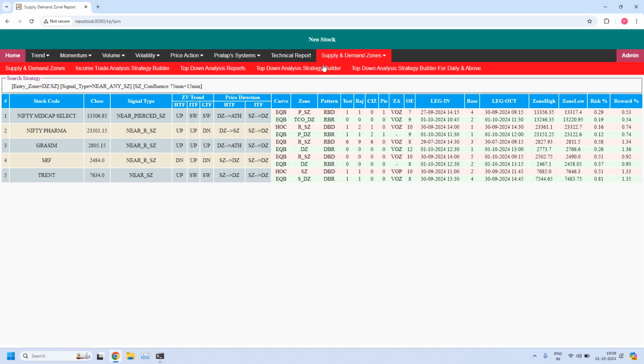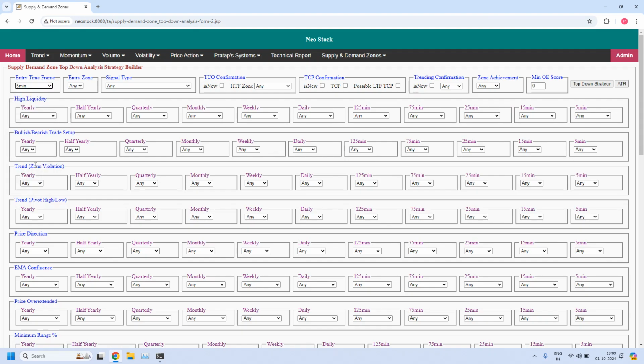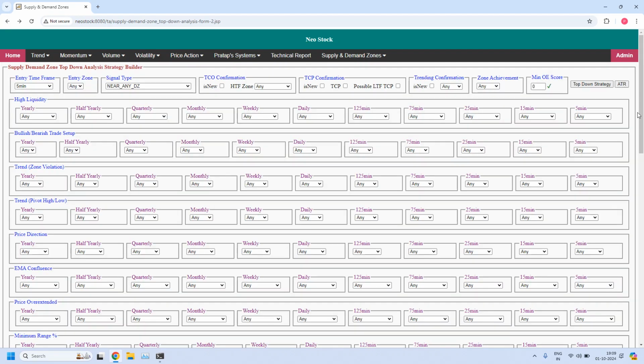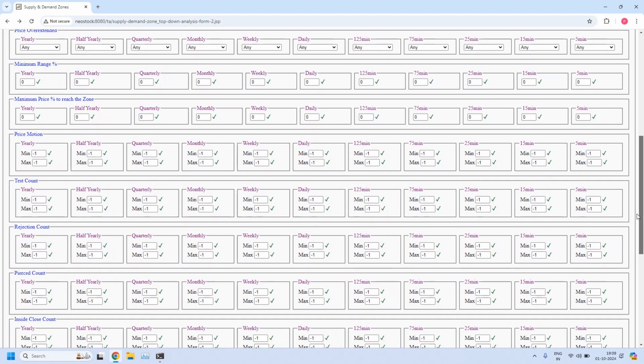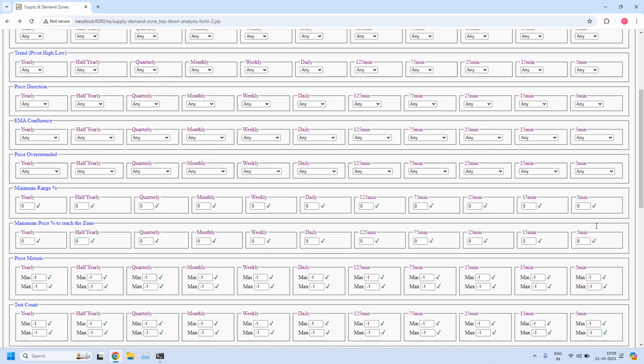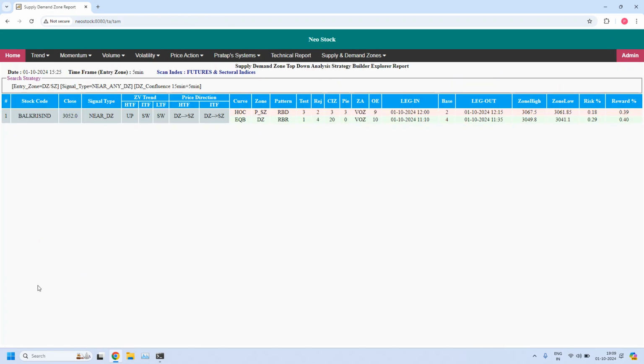Okay, next time frame is 5 minutes. Let us find the stocks near the 5 minutes demand zone. 5 stocks are filtered. Now let's verify 5 minutes demand zone with 15 minutes demand zone confluence, ITF confluence. So in the demand zone confluence, I am enabling the filter 5 minutes demand zone with 15 minutes demand zone confluence. Now let's filter the list. Only one stock is filtered.